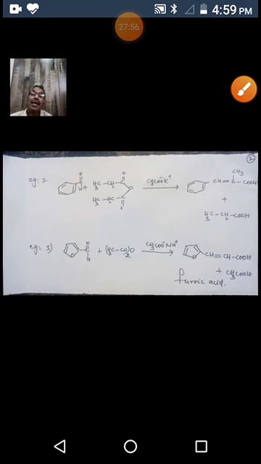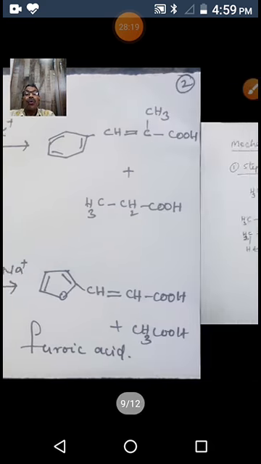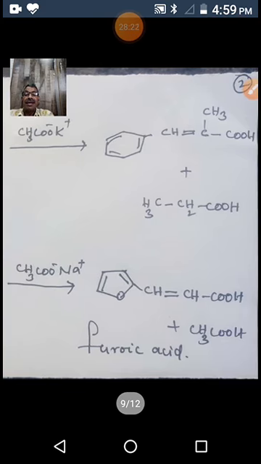One is benzaldehyde with acetic anhydride giving cinnamic acid. Second, benzaldehyde with propanoic anhydride giving methyl cinnamic acid. And the other is furfural with acetic anhydride in presence of sodium acetate, giving furoic acid. Like cinnamic acid, it is furoic acid.